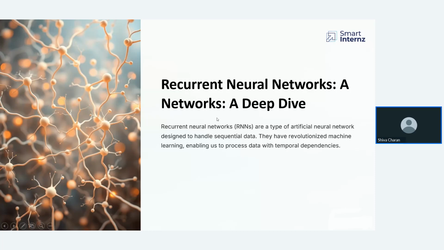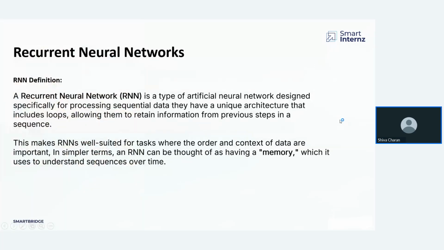Let's go into the next slide. What it is saying: a type of artificial neural network designed to handle sequential data. They have revolutionized machine learning, enabling us to process data with temporal dependencies. RNN definition again. Let's go through the definition again. A type of neural network designed for processing sequential data. They have a unique architecture which includes loops, allowing them to retain the information from previous steps in a sequence. Exactly, this is what I told, right?